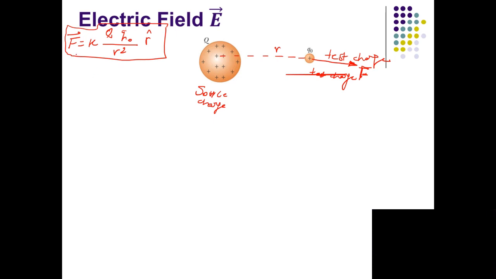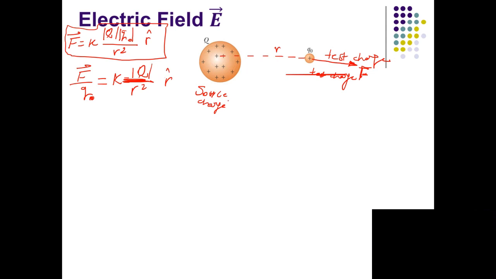So what will happen if I divide this force by Q naught? I'm going to explain why I do that. So when you divide this by Q naught, of course Q naught will cancel out. So you'll have something like this, K, let's just put the magnitude, Q divided by R squared and R hat.